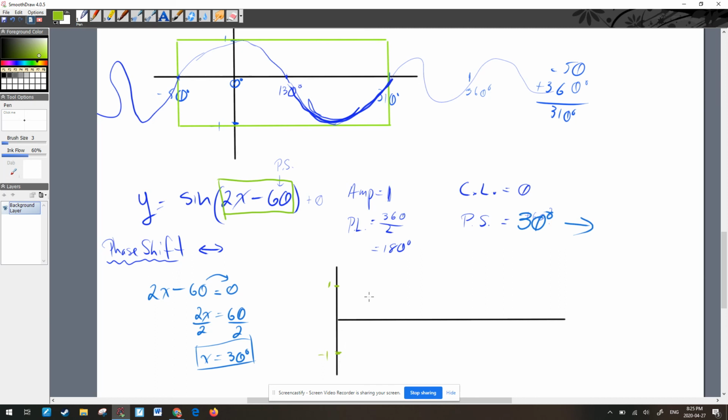And then we're going to say, now, here's where it gets complicated. Yes, it's got a period length of 180 degrees. Doesn't mean you're going to hop right out here right away and draw in something at 180 degrees. We're going to take the phase shift into account. We've moved to the right 30 degrees. So I'm going to come out here and say, okay, this is my 30-degree marker.